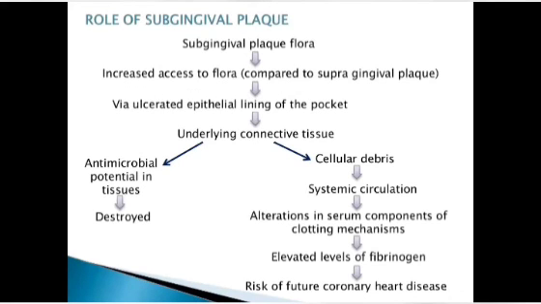Role of subgingival plaque. Subgingival plaque flora has increased access to the systemic circulation compared to supragingival plaque via the ulcerated epithelial lining of the pocket and underlying connective tissue, where the antibacterial potential in tissues is destroyed, and cellular debris also leads to systemic circulation. Then there is alteration in serum components of the clotting mechanisms, which leads to elevated levels of fibrinogen and risk of future coronary heart diseases.